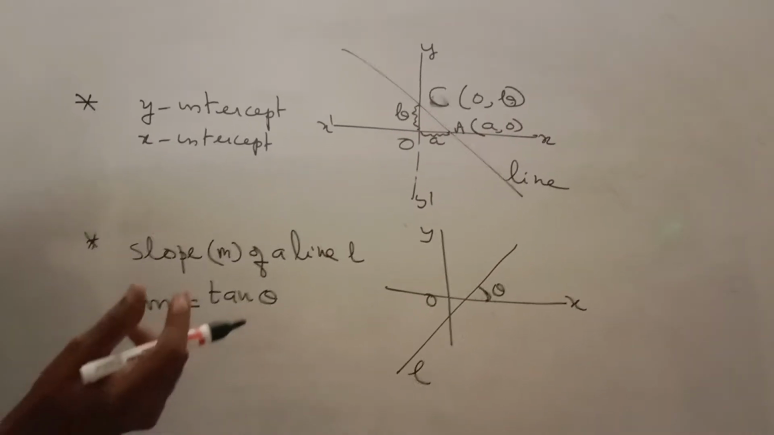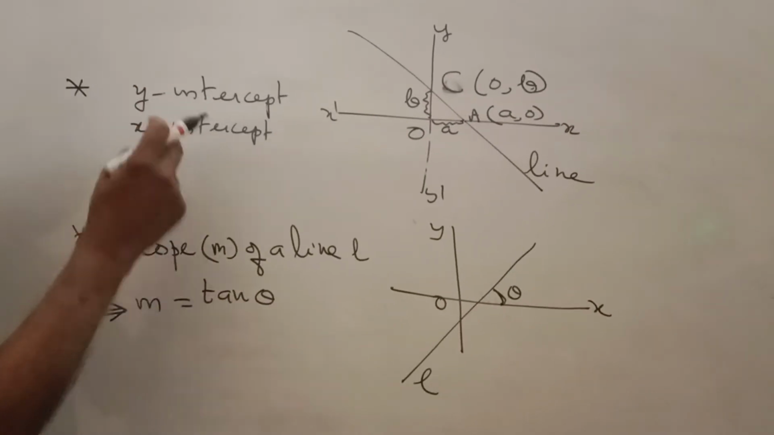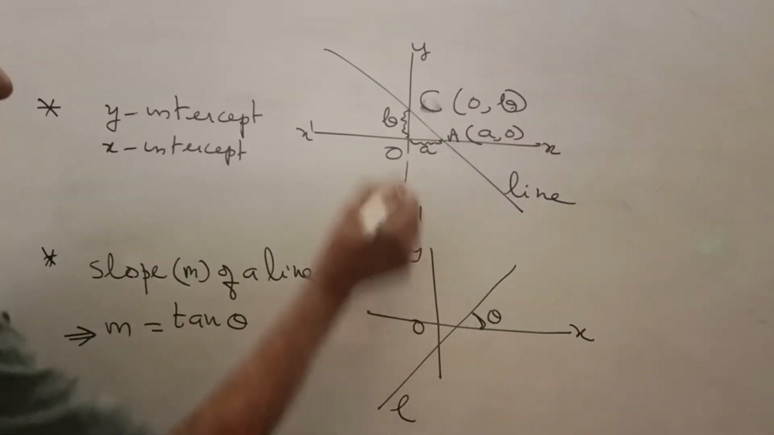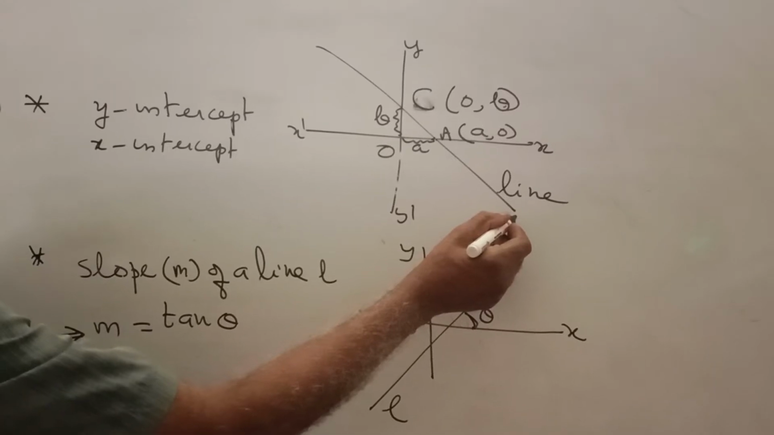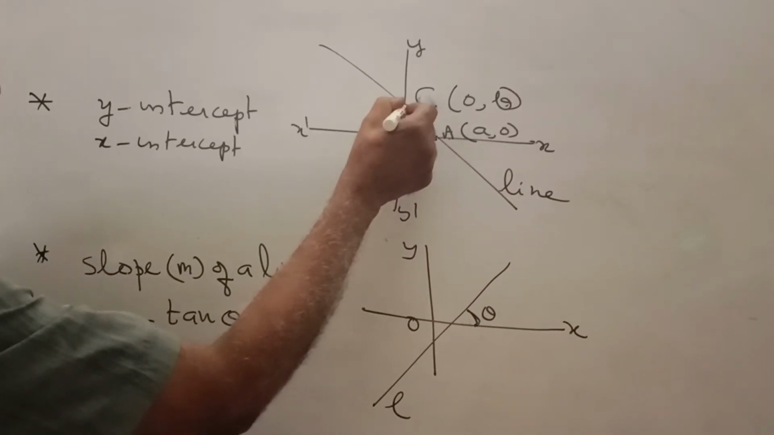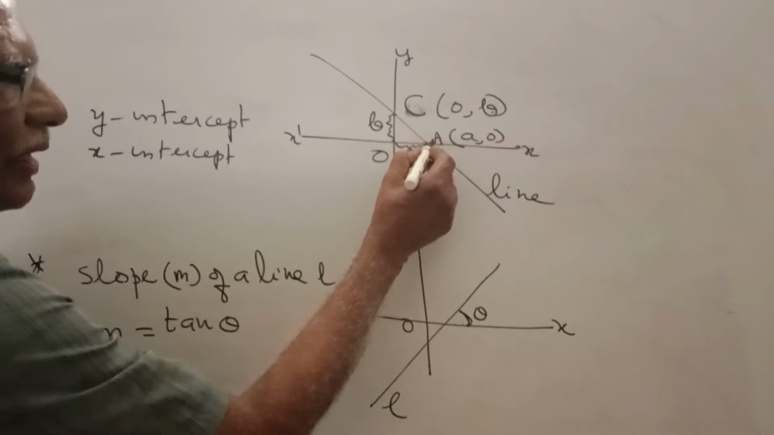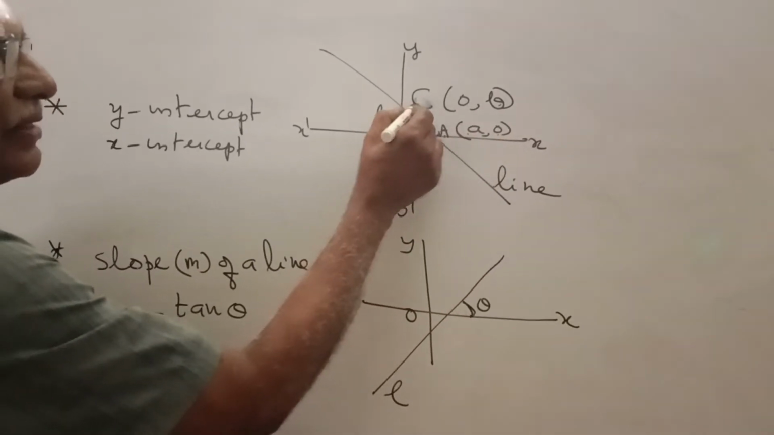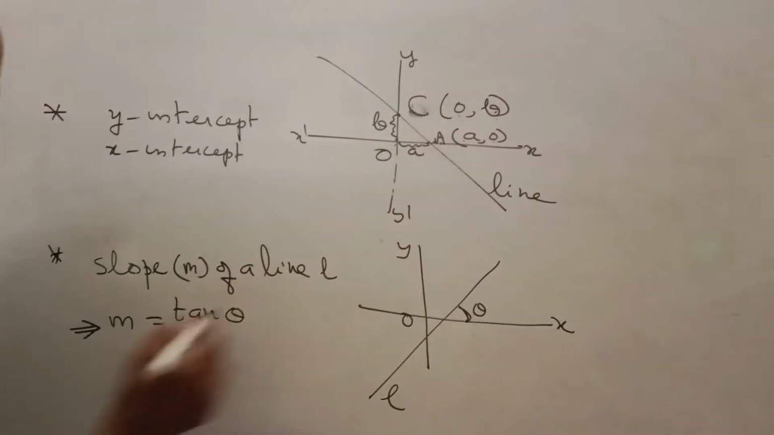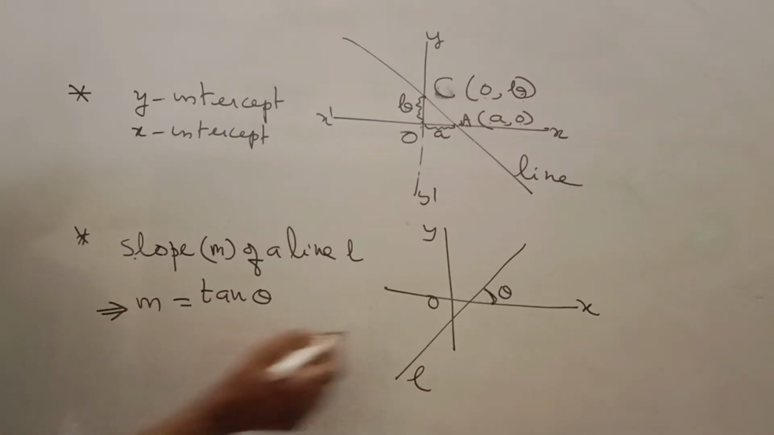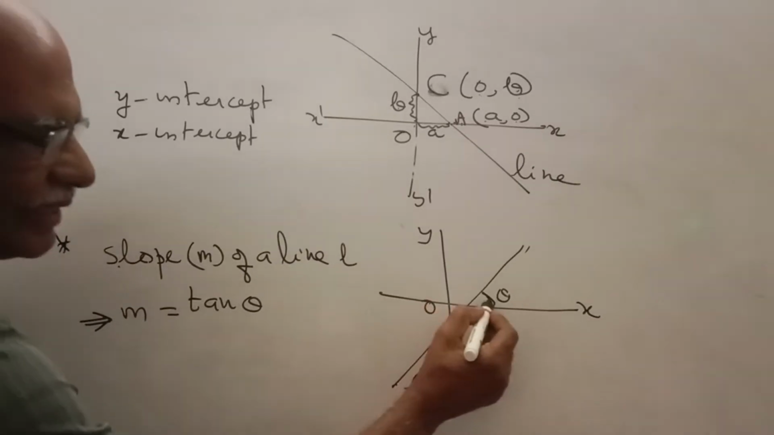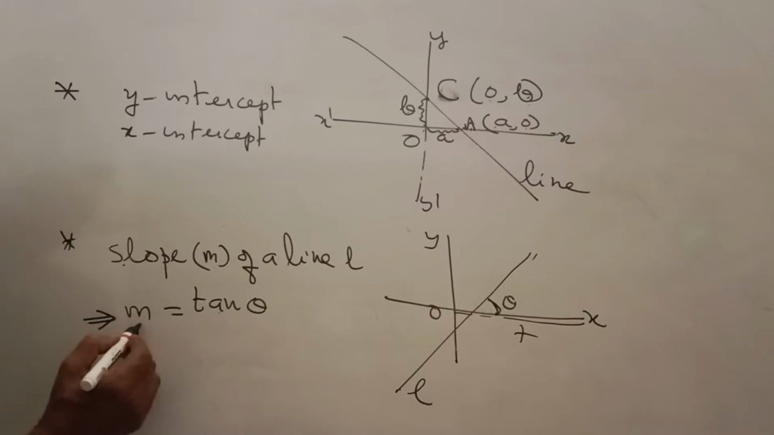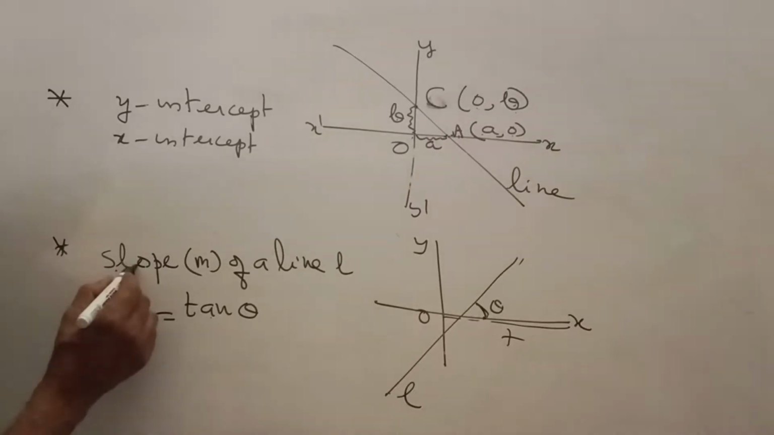You remember, we have discussed already y-intercept, x-intercept and slope. Now in the figure, with the x-axis and y-axis, a line cuts the x and y-axis at A and C. If this is small a, the point A is (a, 0). If this is small b, the point C is (0, b). Now if the slope of a line makes theta with the positive direction of the x-axis, tan theta is the value of m. The slope m is tan theta.